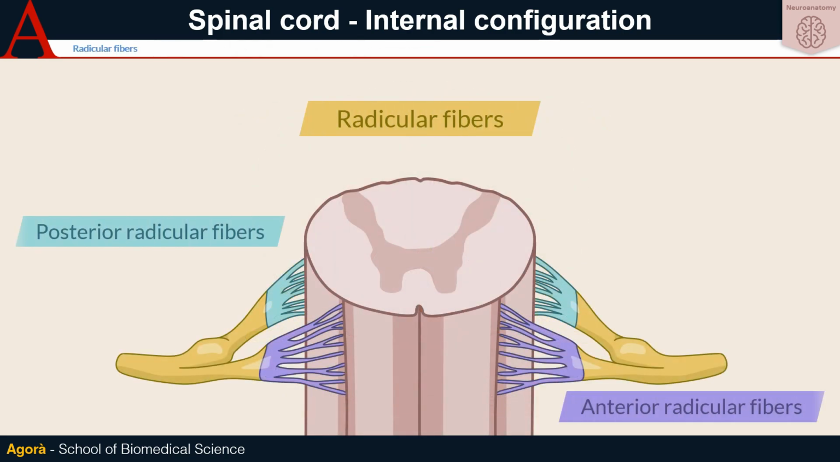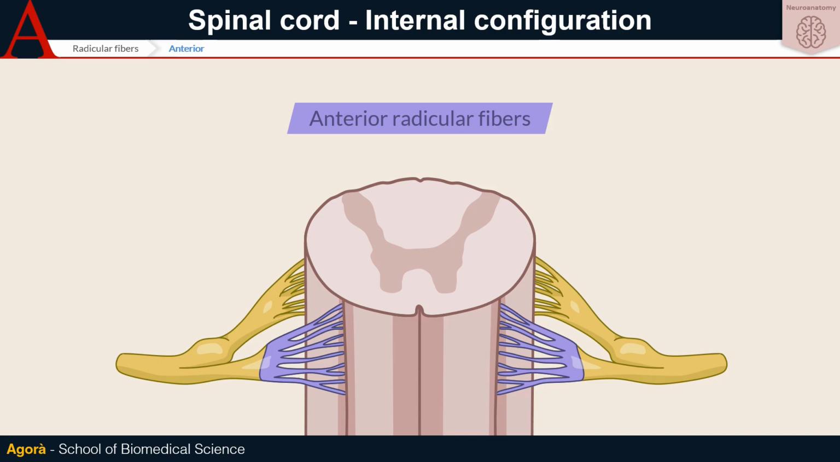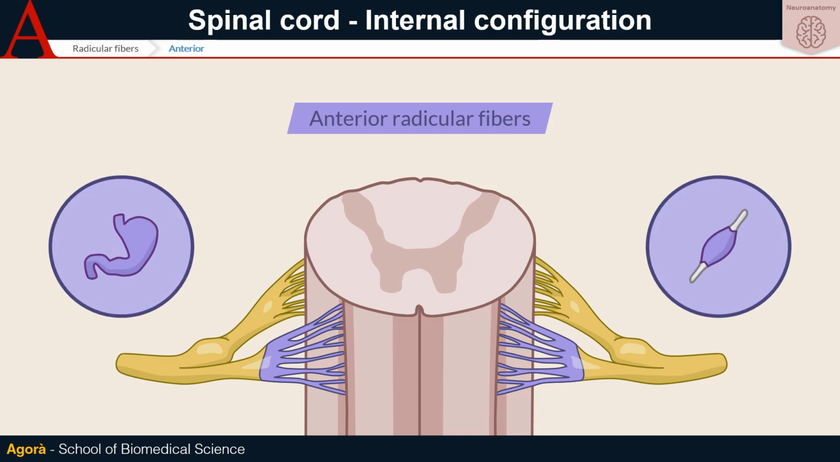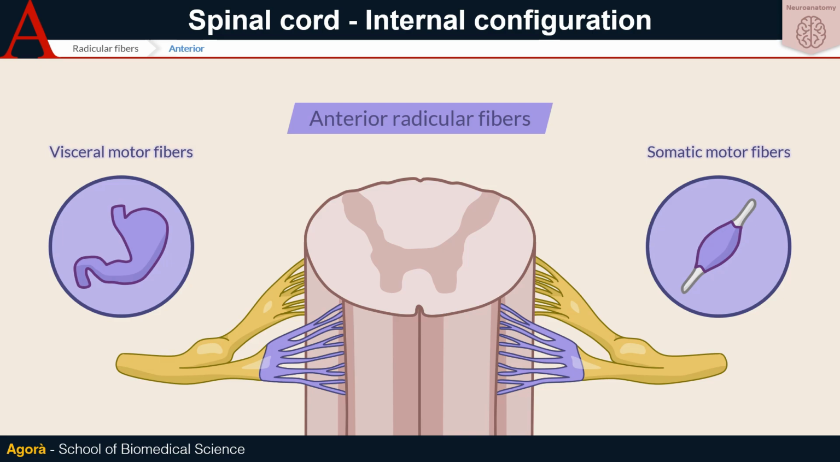Radicular fibers take the crosswise path and create two fiber systems, one anterior and one posterior. The anterior radicular fibers form the anterior roots of the spinal nerves, constituting the motor roots. Some of these fibers end on the skeletal striated muscles, representing somatic motor fibers. Others originate from the preganglionic neurons of the seventh lamina and end on neurons in the ganglia of the autonomic nervous system, primarily at the visceral level. Hence, these are known as visceral motor fibers.